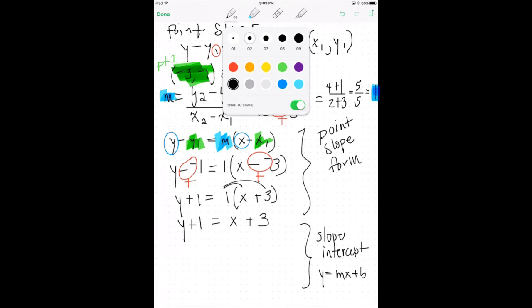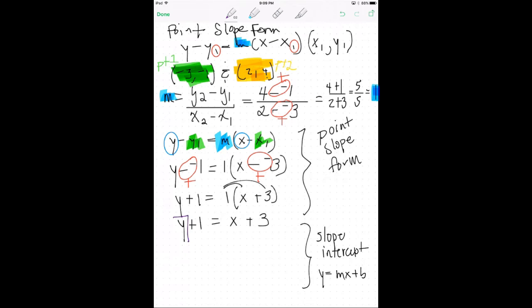So the only thing that I have to do is get this y right there by itself. That's it. I do that just by subtracting 1 from both sides, just like a normal equation. So I get y equals x plus 2. So here is the equation of that line, and it's written in slope intercept form.